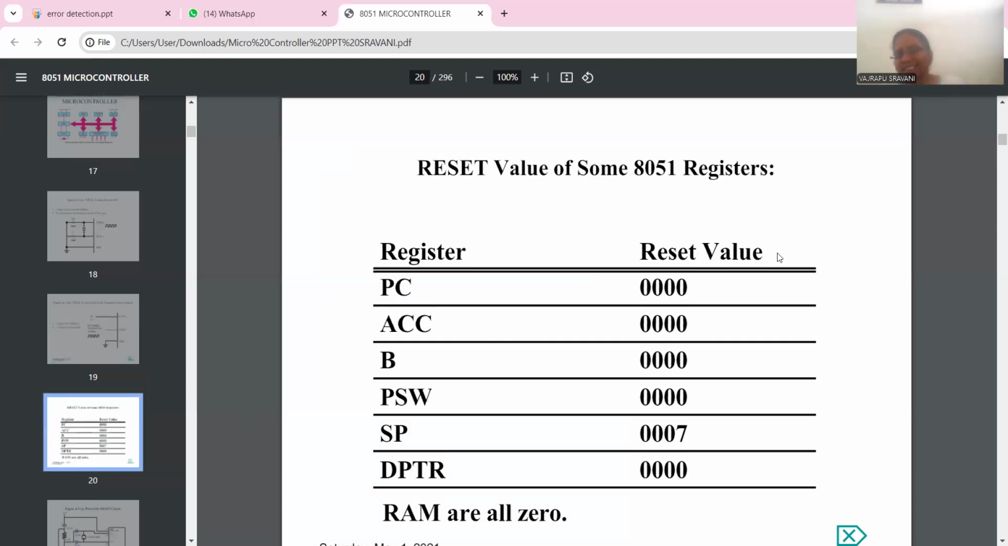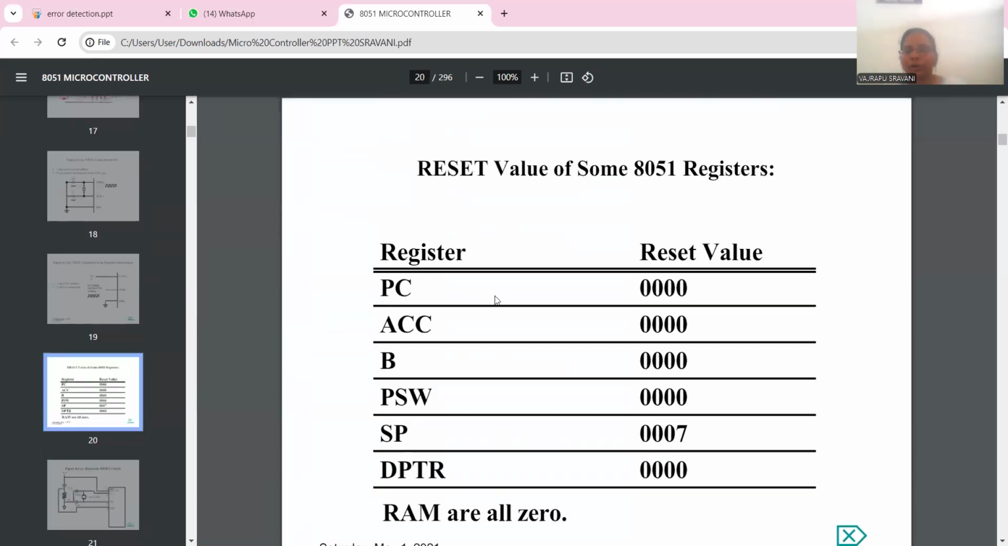Next one is the reset. How does it operate whenever we press the reset button? While we are pressing the reset button, what happens to the program counter and the internal registers of the 8051 microcontroller.